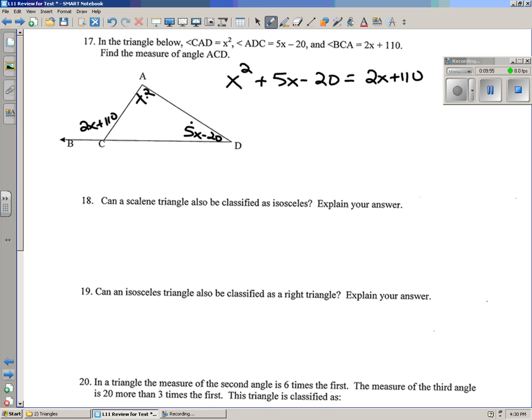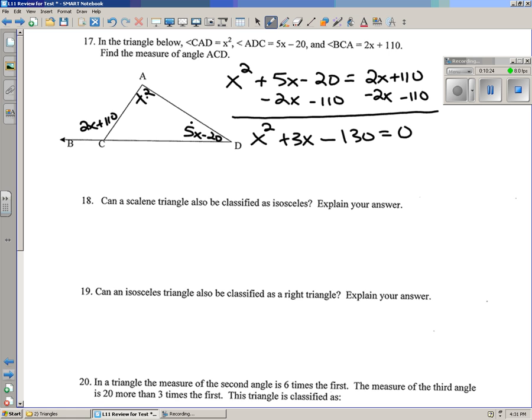And that adds up to 2x plus 110. Now in class, I talked about the fact that x squared is like a celebrity. All the terms in the equation want to be on that side of the street, or that side of the equation. So x squared's on the left, so the 2x needs to move over, and I want to put it underneath the 5x when we subtract it, so they're like terms. Like terms line up, and negative 110 underneath the negative 20. So we get x squared plus 3x minus 130 equals 0.